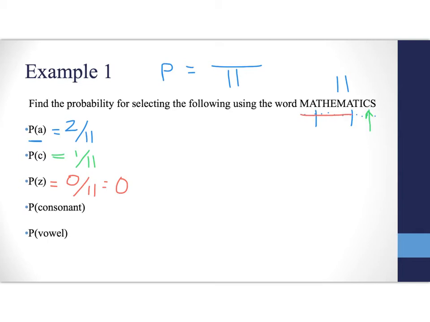And by looking at this word here, you can see that there are 0 Z's. So I'll never be able to pull out the letter Z. For our next scenario, we want to find the probability of pulling out a consonant.